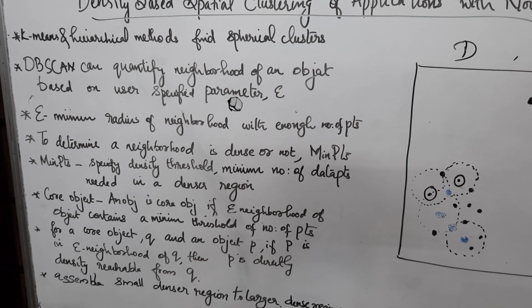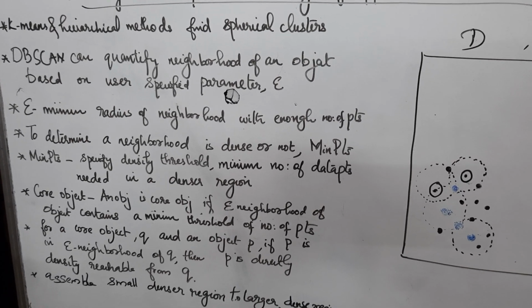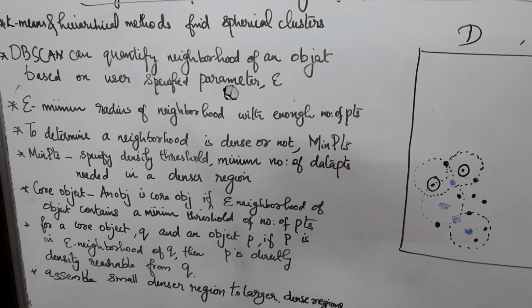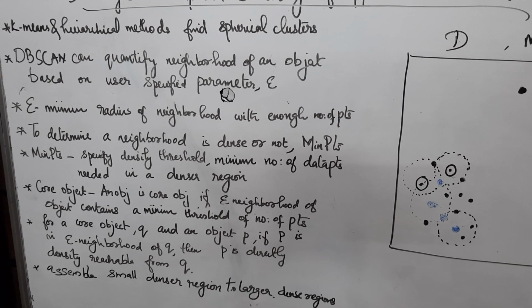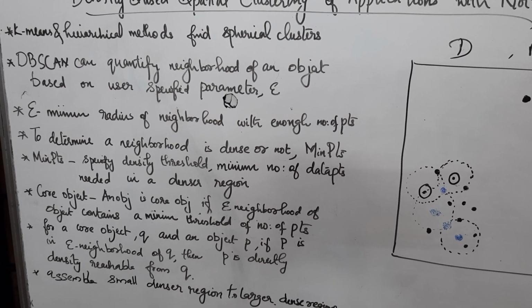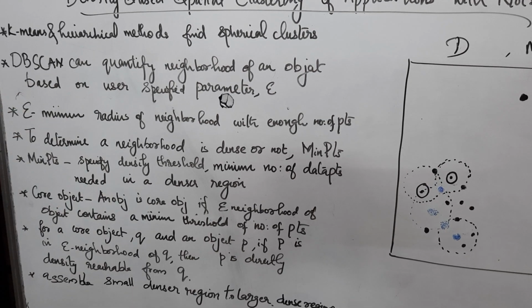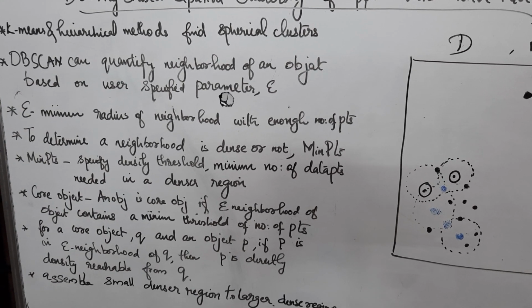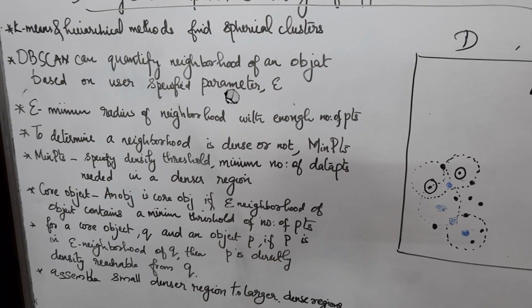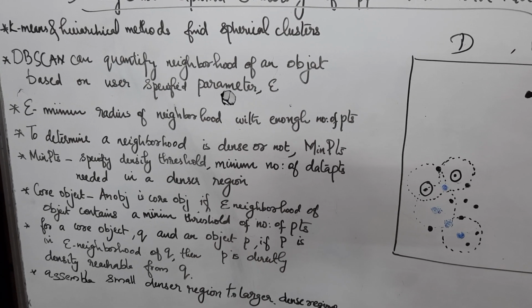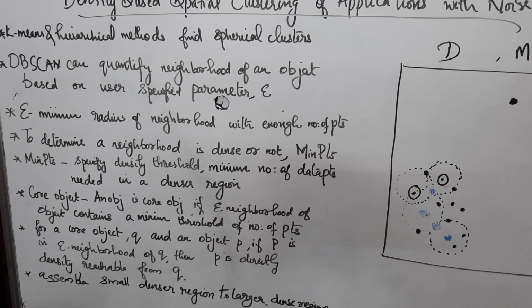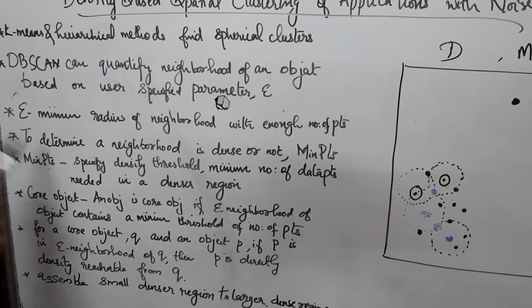DB-scan is density based spatial clustering of applications with noise. DB-scan can quantify the neighborhood of an object based on user specified parameters. Here we will take into consideration two parameters. One is called epsilon, the second one is called min points.